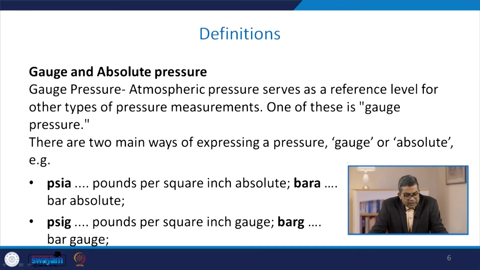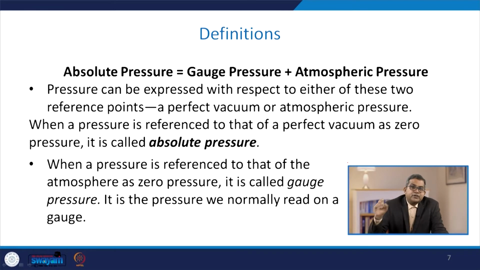Now let us talk about gauge and absolute pressure. Atmospheric pressure serves as a reference level for other types of pressure measurements, and one of these is the gauge pressure. There are two main ways of expressing pressure. One is the gauge pressure and the second is the absolute pressure. For example, PSIA, that is pounds per square inch absolute, or bar absolute. Similarly, PSIG, that is pounds per square inch gauge, or BARG, bar gauge.